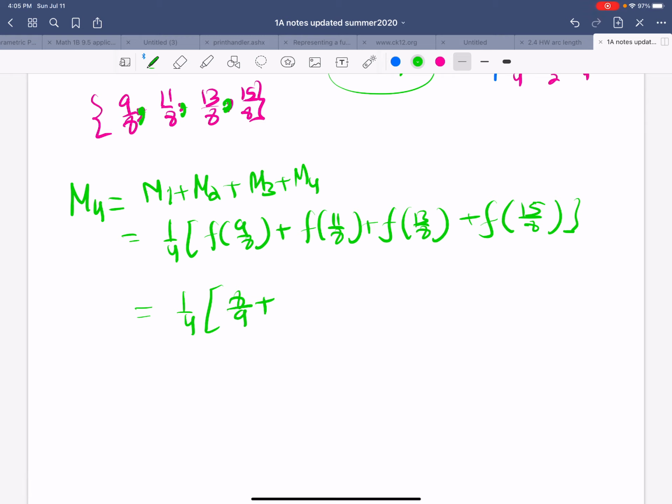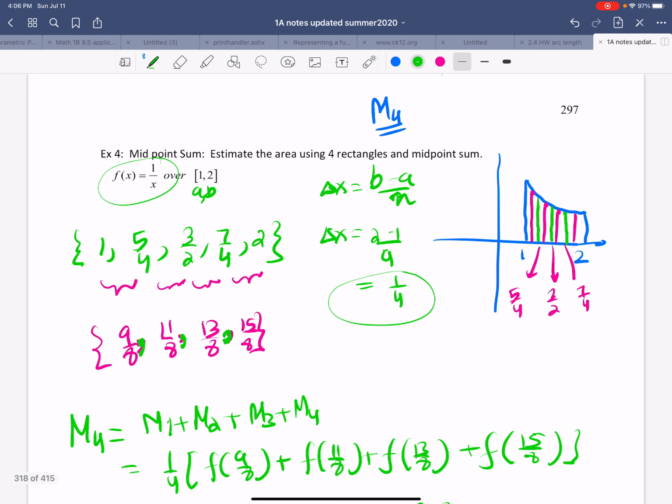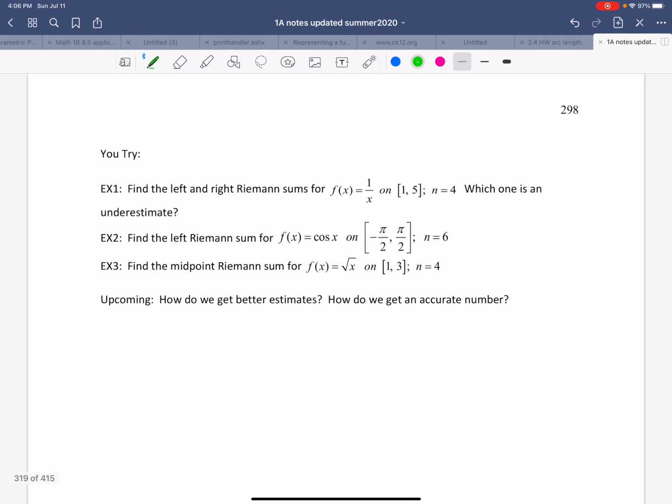The y value is 1/x. So 8/9, and that would be 8/11, plus 8/13, plus 8/15. Now go ahead and add these using a calculator and estimate the sum. That would be our estimate using the midpoint sum in this case.